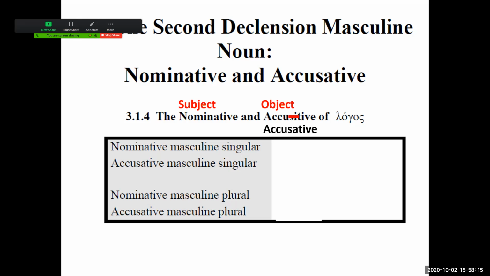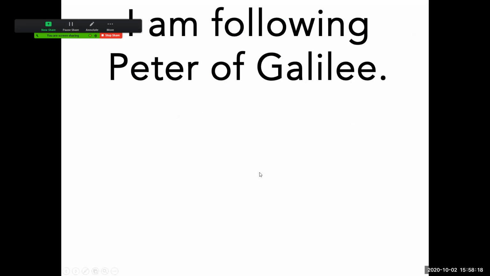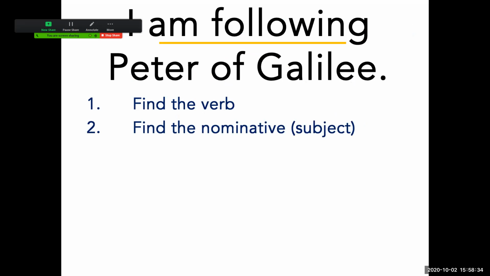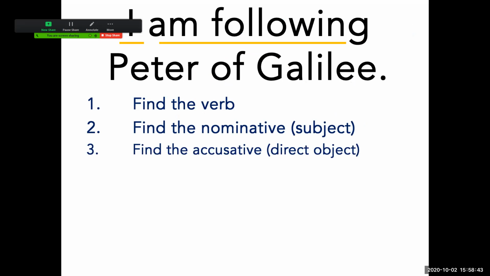So, for example, let's say again, I'm using the sentence, I'm following Peter of Galilee. I am the subject, so I am following. And I find the subject, I am following, I follow. But I might find, in this case, a noun in the accusative case, we say. That means it is the direct object.